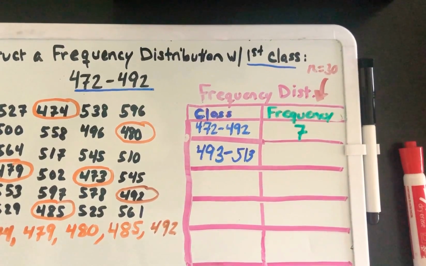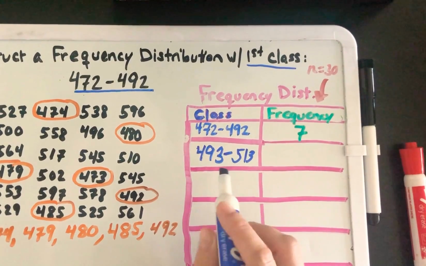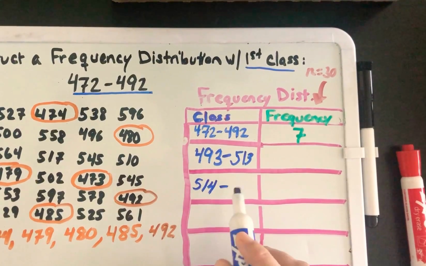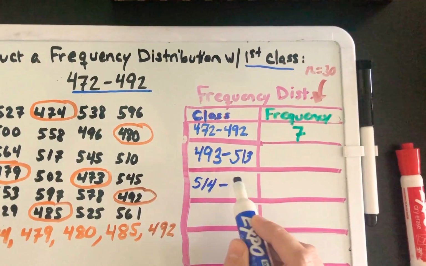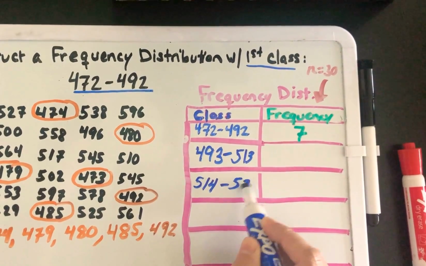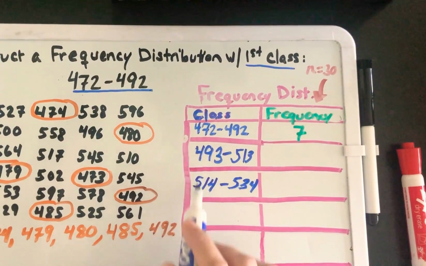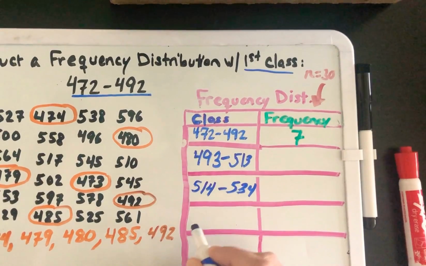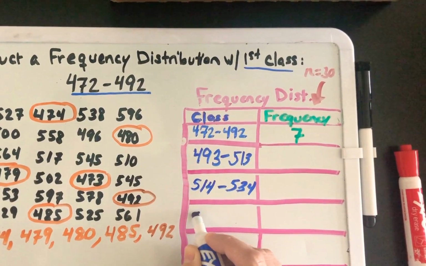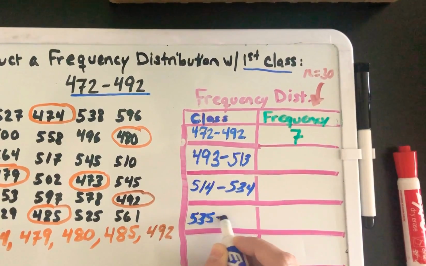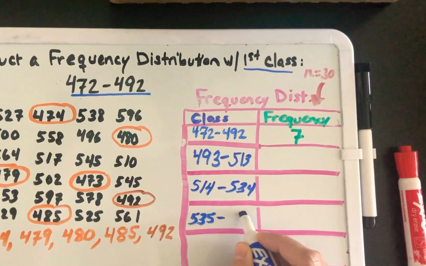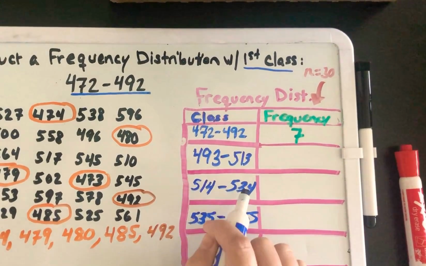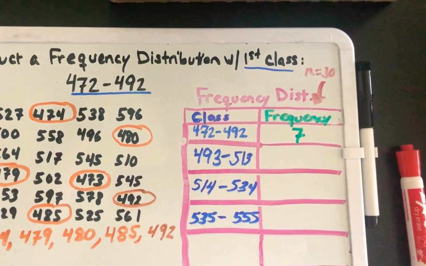Okay, so for my next class after that, I would start off at the next number, 514, and I could do it a couple ways. Again, I could add 20 to this number, which is 534, or I could have added 21 to the endpoints, and you'd get those next numbers. Similarly, we'd start at the next number, 535, add 20 to this, and we get 555. Or if you added 21, the class width, to the boundaries, you'd end up with these numbers as well.